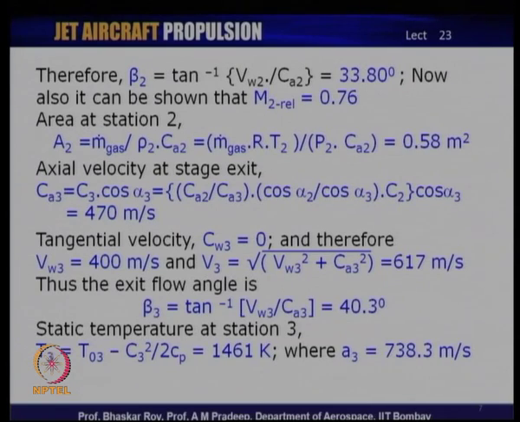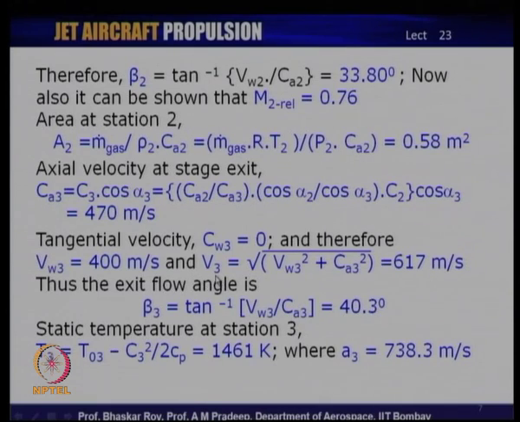Now, we have seen that this actual velocity is constant across the rotor. So, the value of C A 2 would be exactly the same. So, that is how this velocity has been computed. Now, at the exit again it is being prescribed that alpha 3 is 0. So, C W 3 would again be 0, and therefore, the value of V W 3 would be equal to the rotating speed of the rotor, and that is 400 meters per second, and the corresponding relative velocity leaving the rotor would be 617 meters per second.